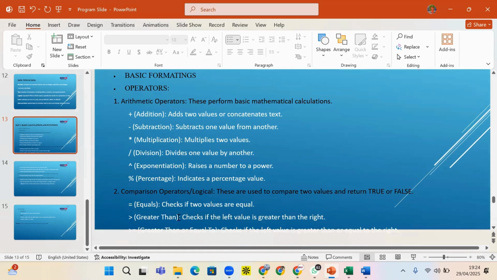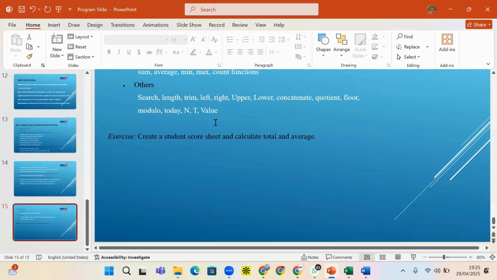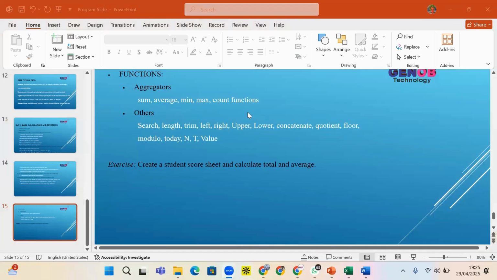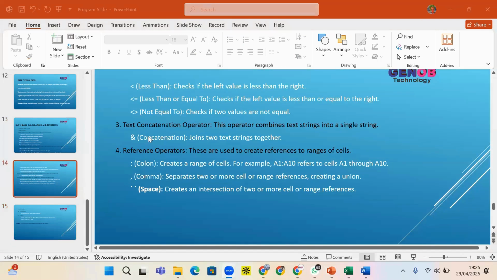They include equal to, greater than or equal to, less than or equal to, right? Less than or equal to, then not equal to.